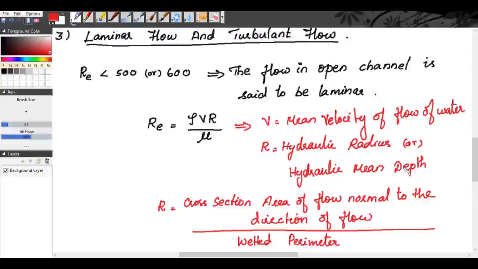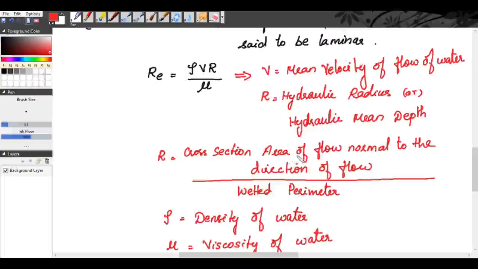We have already studied hydraulic radius and hydraulic mean depth while studying the Chezy's formula to determine the losses, major losses. In our third module, while studying the major losses, we saw Chezy's formula for the calculation of major loss. So while using Chezy's formula, we saw what is hydraulic mean radius, or hydraulic mean depth. That is equal to cross section area by wetted perimeter. Here in the case of open channel flow, it is cross section area of flow normal to the direction of flow.